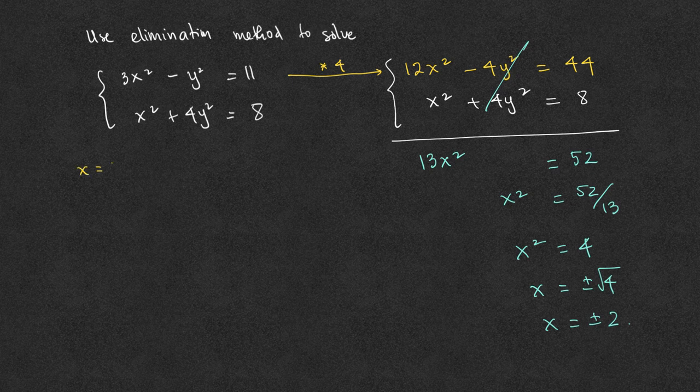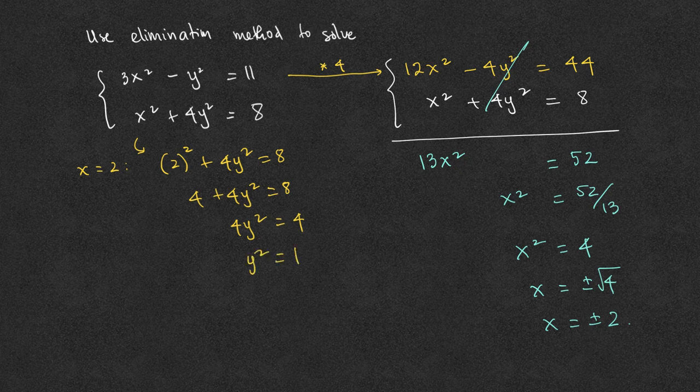For x equals 2, we will use the second equation, x squared, which is now 2 squared, plus 4y squared equals 8. 4 plus 4y squared equals 8. 4y squared equals 8 minus 4, which is 4. y squared equals 1, and so y equals plus or minus 1. And so with x equals 2, we end up with either y equals 1 or y equals negative 1.